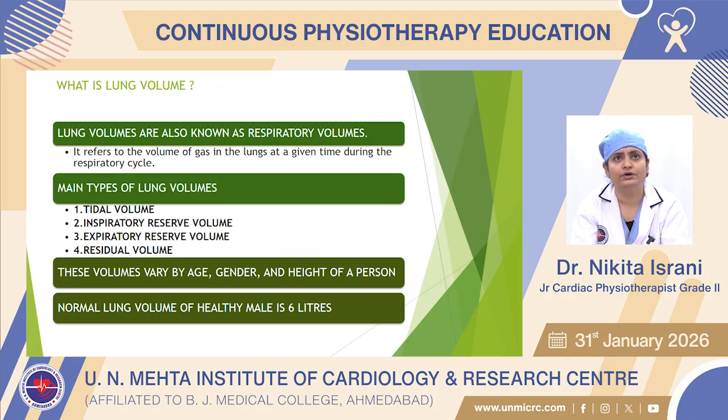So first of all, what is lung volume? Lung volumes are also known as the respiratory volumes. It refers to the volume of gas in the lungs at a given time during the respiratory cycle. There are main 4 types of lung volumes, which are tidal volume, inspiratory reserve volume, expiratory reserve volume, and the residual volume. These volumes vary by age, gender, and height of a person. Normal lung volume of a healthy male is 6 liters.